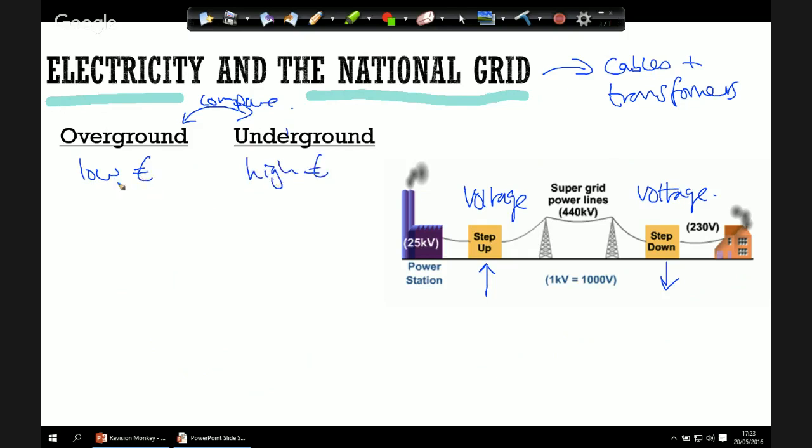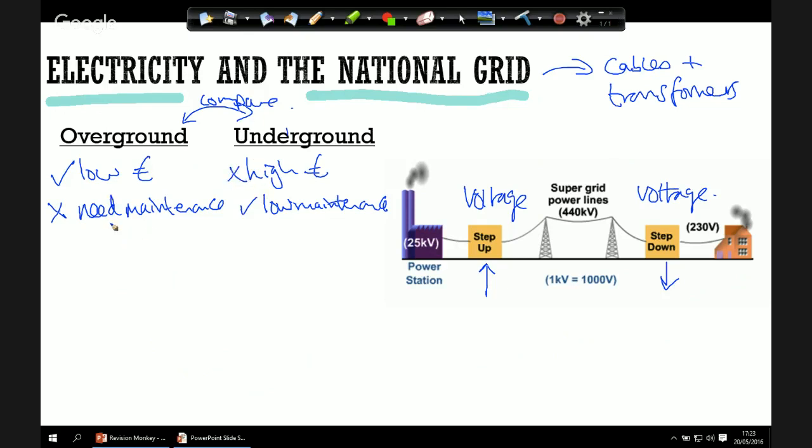The ones that are overground need a lot of maintenance. So this is a negative: they need lots of maintenance, and you'll always see people working on these power lines and cables, whereas these ones here are low maintenance. Because they're underground, they shouldn't be affected too much by the weather and things like that.